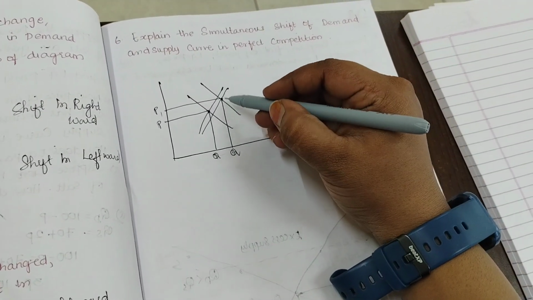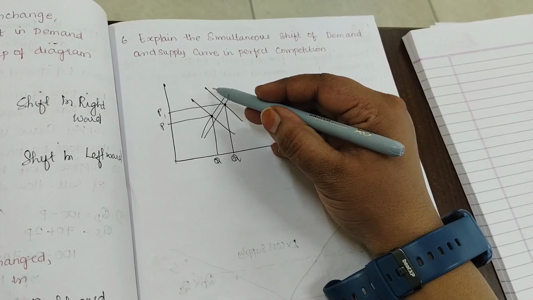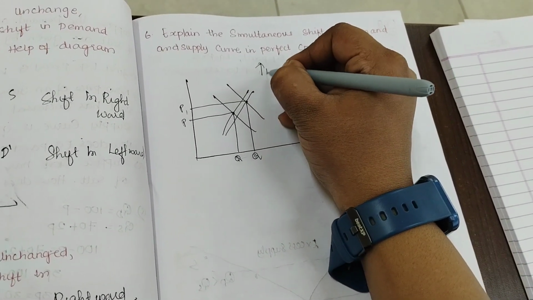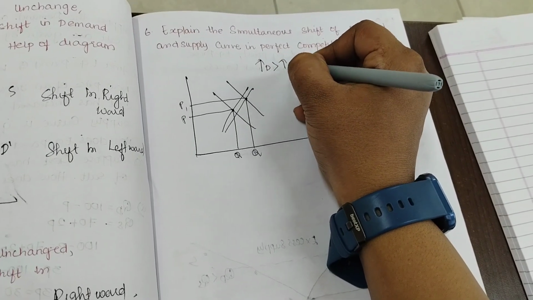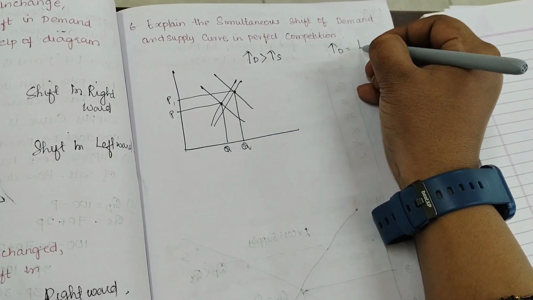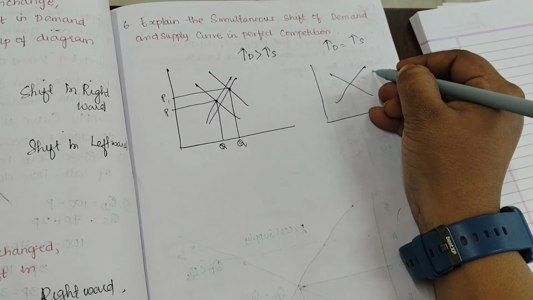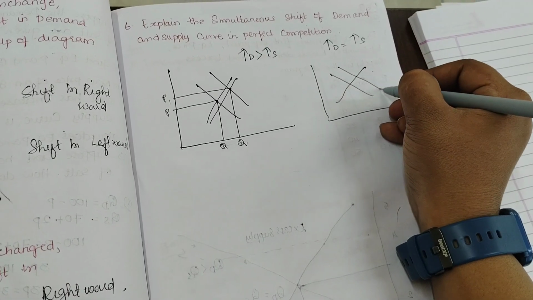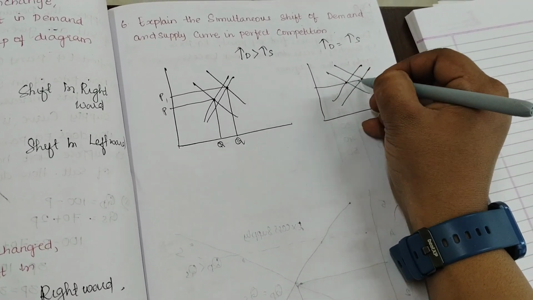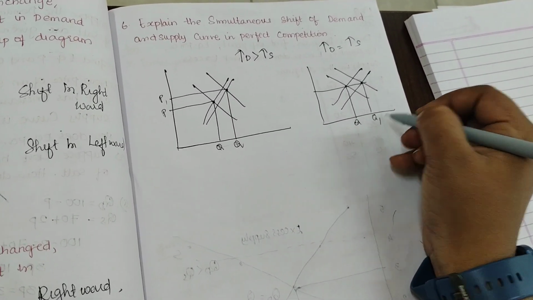So the increase in demand is greater than the increase in supply. Now the increase in demand is equal to the increase in supply. So the increase in demand is the same as the increase in supply. So there is the equilibrium, the price remains the same, only the quantity increases from Q to Q1.